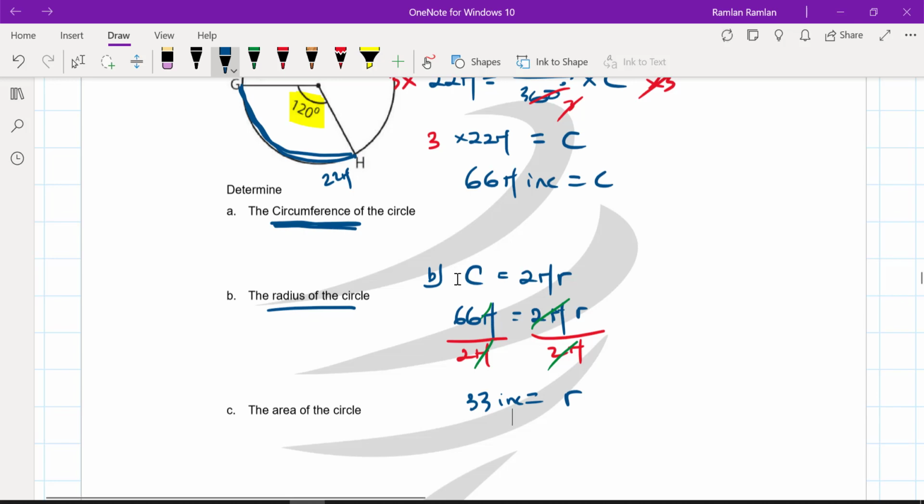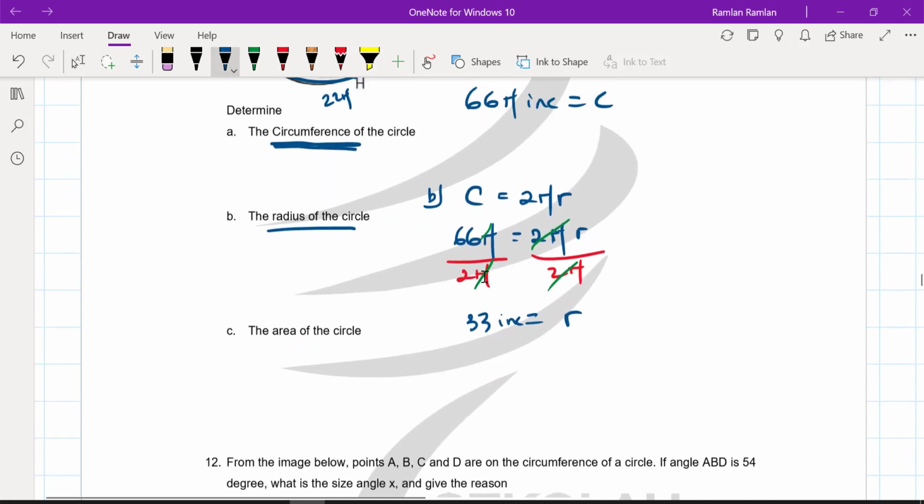Okay. The last one is the area of the circle. Again we know the formula for the area of a circle is pi r squared, and since we already know that the r is 33, just plug that into the r. There'll be pi times 33 squared, and if you put that into the calculator, you'll get 1089 pi. And don't forget that we have square inches, so inches squared. Okay.